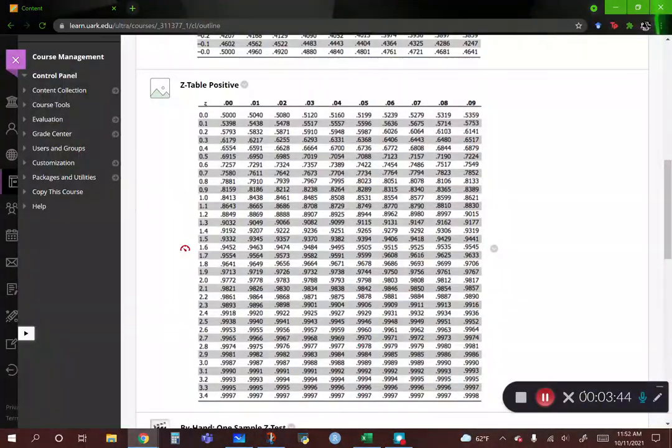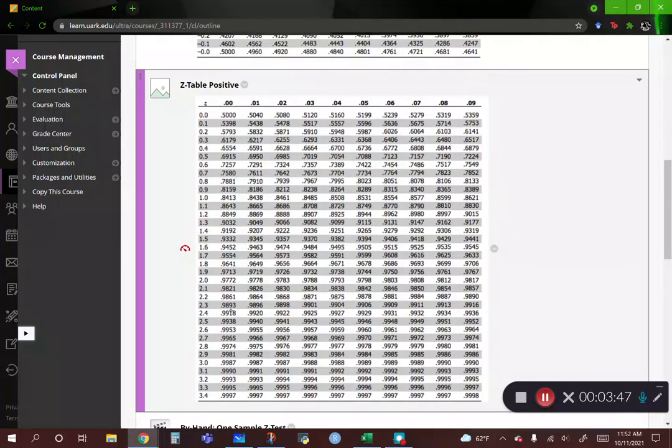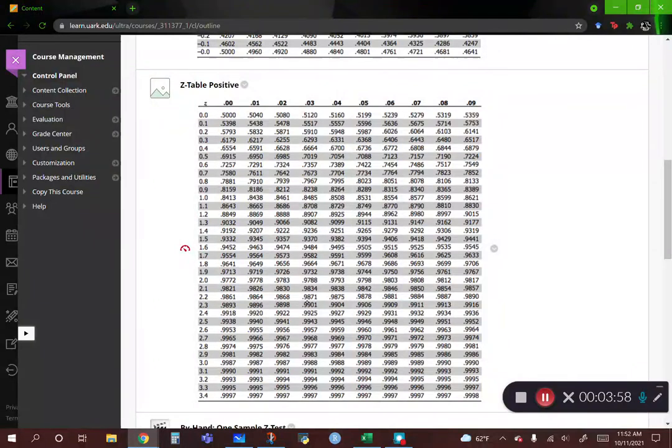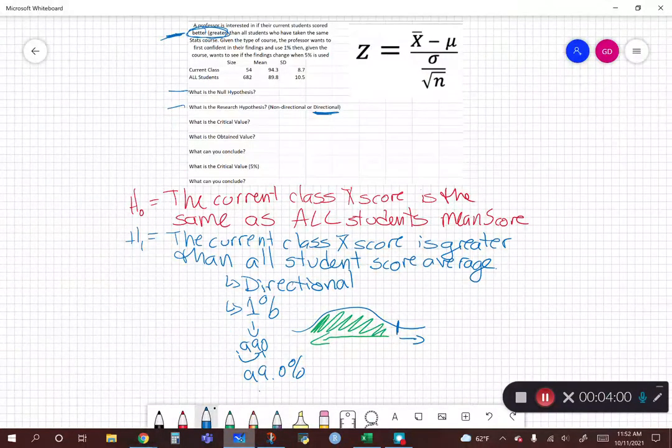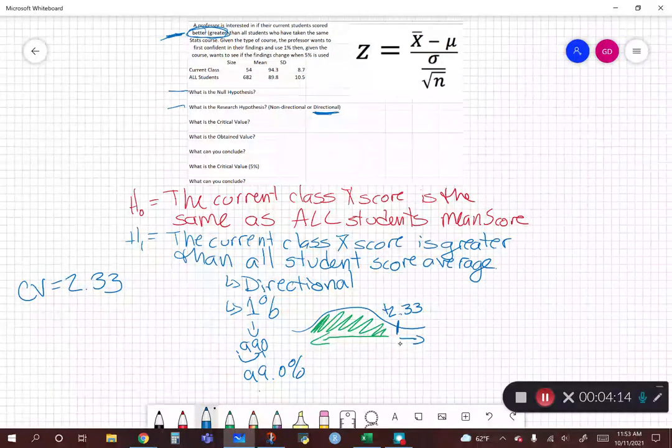And if I scroll along, we have 2.3. You can see we're kind of close to 0.02 or 0.03. So I'm going to go with 2.33. So that gives us a nice value there. I'm going to come back to the whiteboard. So our critical value is 2.33. So in terms of this diagram here, we would need a value greater than 2.33 to reject our null hypothesis. So we now have that taken care of.